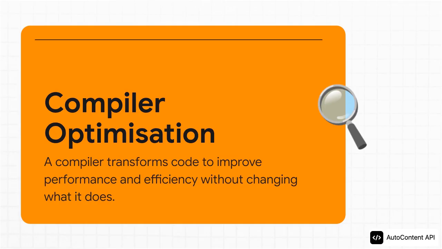Okay, just in case anyone's new to this, let's do a super quick breakdown of the core idea. Compiler optimization. It's all about the incredibly clever tricks a compiler pulls to make your code run faster and use less memory. And here's the crucial part. It does all of this without changing what your code actually does. It just makes the code you already wrote better, automatically.